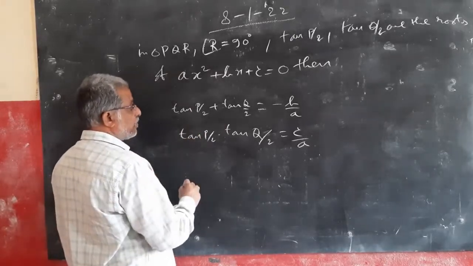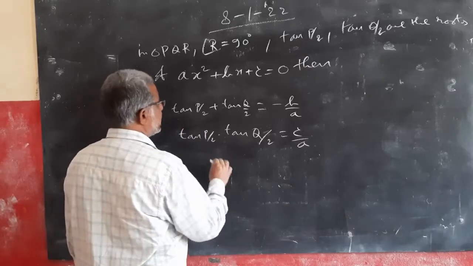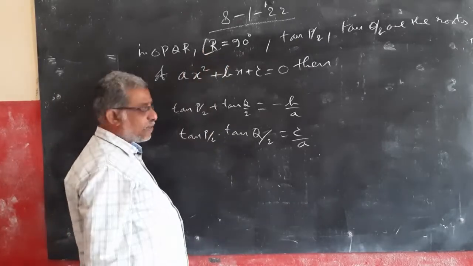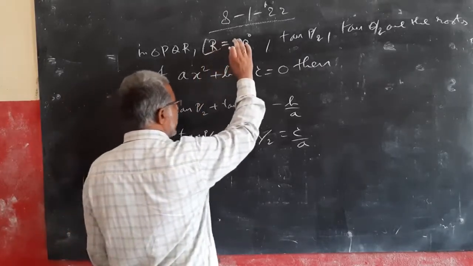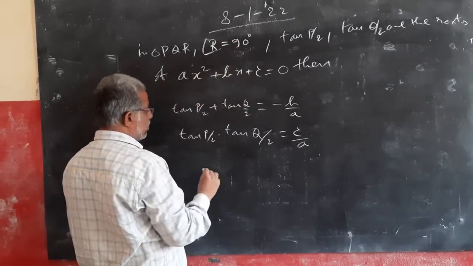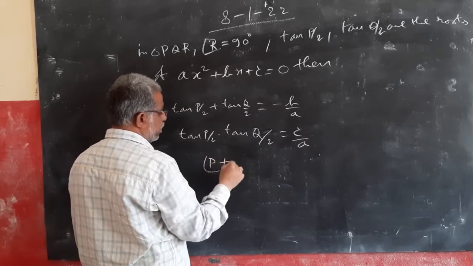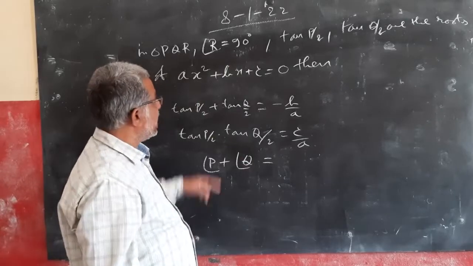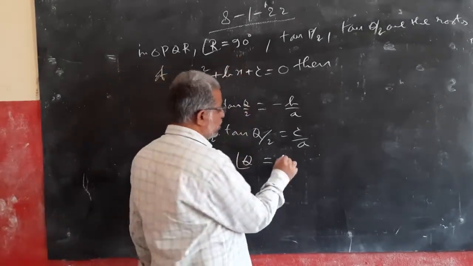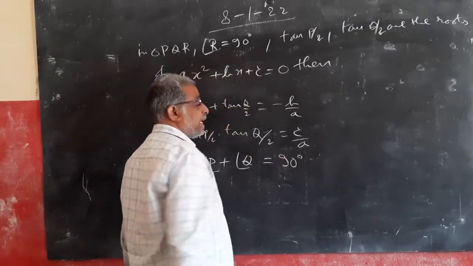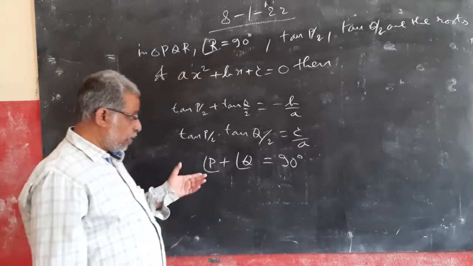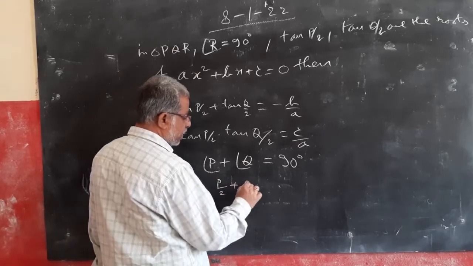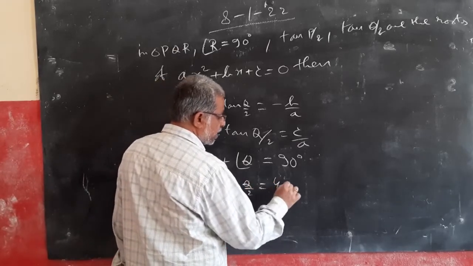We can simply use the tan of A plus B formula. Why am I saying tan of A plus B? In a triangle, angle R is 90 degrees, and the sum of the angles of a triangle is 180 degrees. So P plus Q plus R equals 180. One angle is 90, so the sum of the remaining two must be 90. Then only it is 180. If I divide by 2, what do I get? P by 2 plus Q by 2 equals 45 degrees.